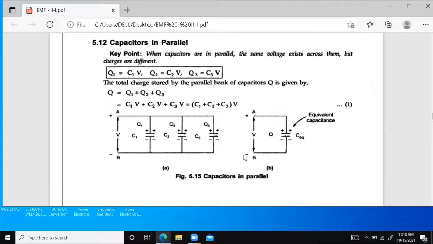So, capacitors in parallel. Yeah, three capacitors in parallel. The same voltage is across all of them. Voltage is V. So Q1 equals C1 V, Q2, Q3.